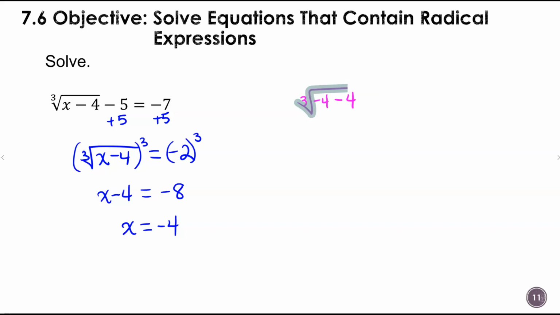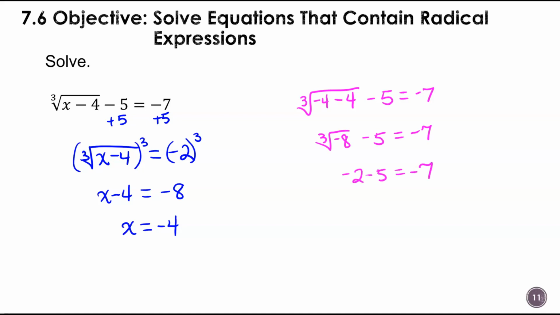Oops, I made that kind of long. So the cube root of negative 8 minus 5 equals negative 7. And you can see that the cube root of negative 8 is negative 2, so it checks. And the solution stands because it checked in our original equation.